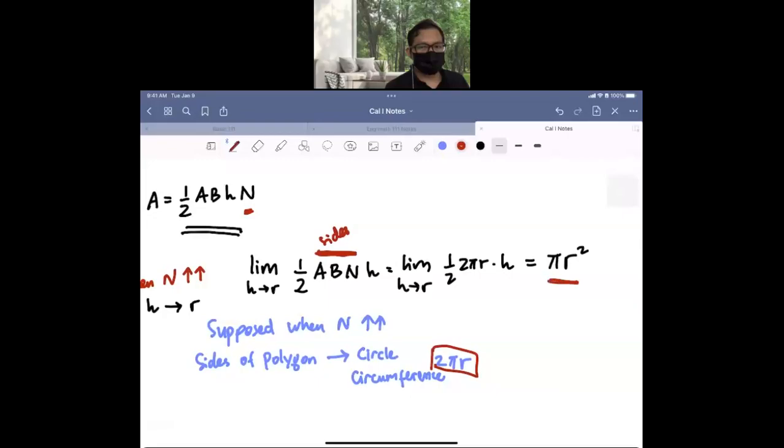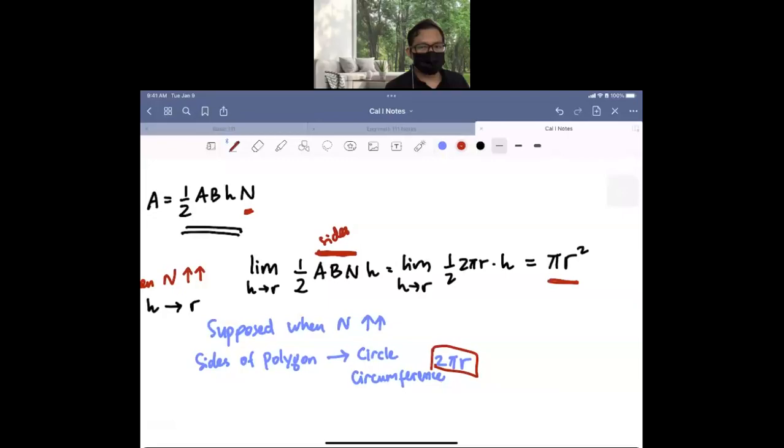This is also a similar method we can apply for other cases as well, where you want to define some geometry, some area, some volume. We can also apply this concept of limit.